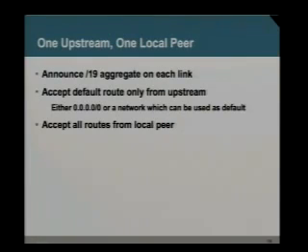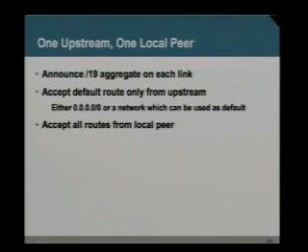What we're going to do, we announce a /19 aggregate on each link. The first bullet is always the same, each example. Accept just the default route from the upstream. You've only got 1 upstream, only 1 path. So you only need the default route. You don't need the full table.